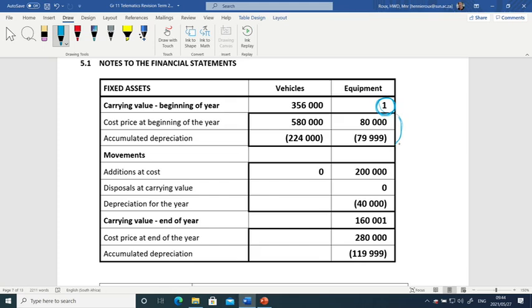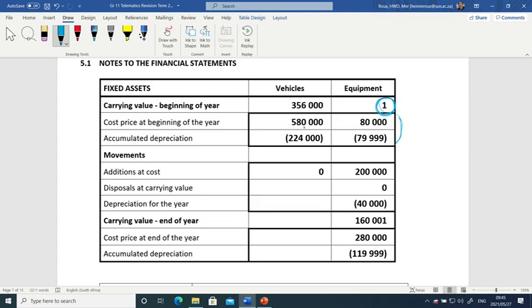Make sure that when they give you cost price, accumulated depreciation, and it's very close to each other, that the amounts, just make sure that you don't write off more than that. Sometimes they will give you a hint telling you this equipment is very old. So that's where that one comes from.